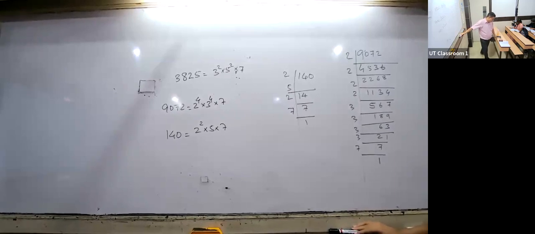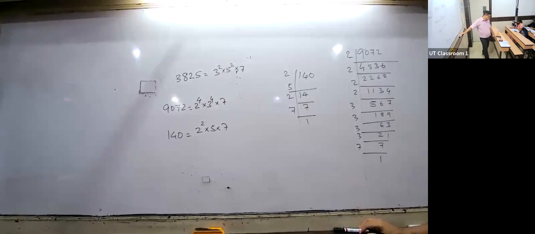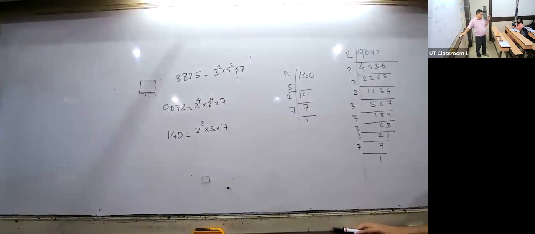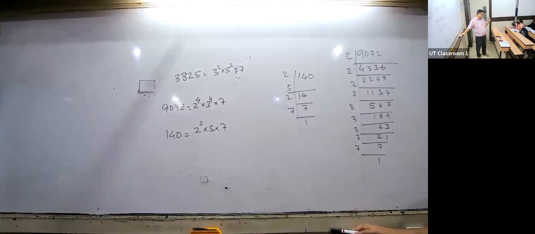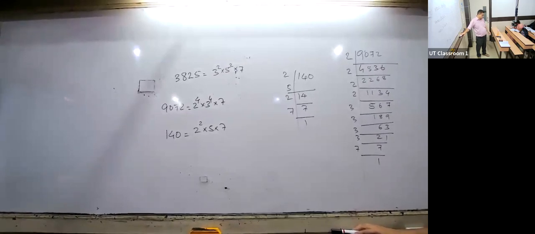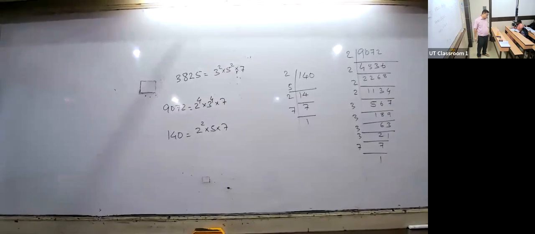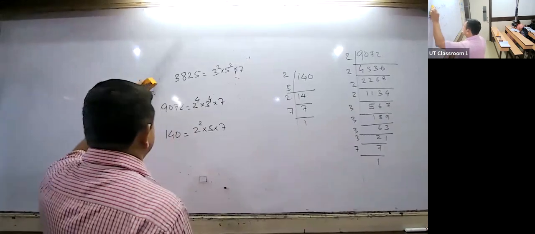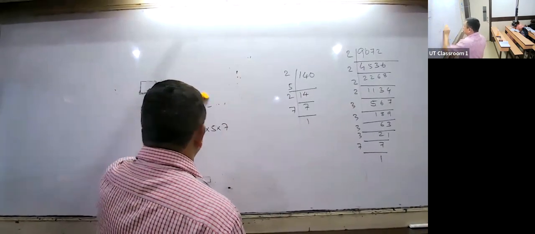Find the LCM and HCF of the following pairs of integers and verify that LCM into HCF is equal to product of the two numbers. So first you have to find out LCM, you have to find out HCF, and you have to do the verification. LCM into HCF is equal to product. So 510 and 92. Factorize. All of you do.